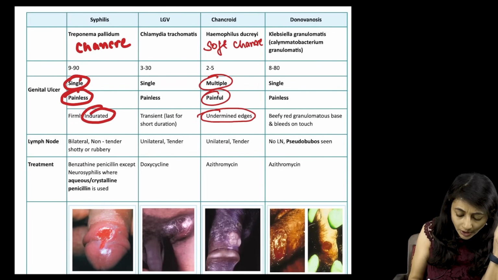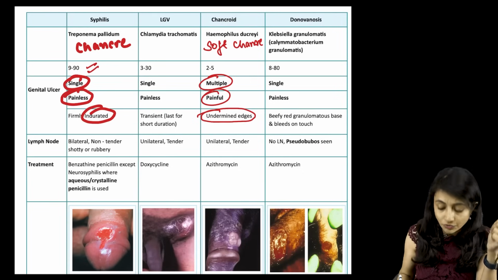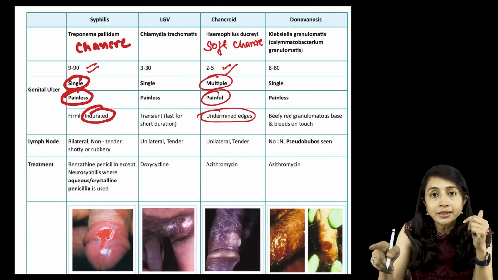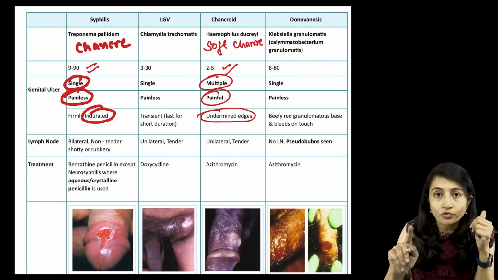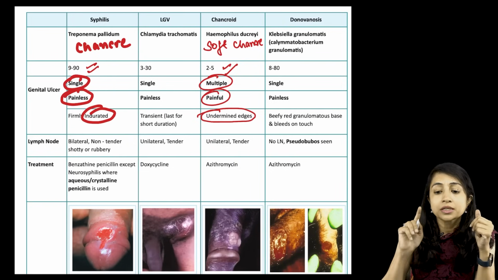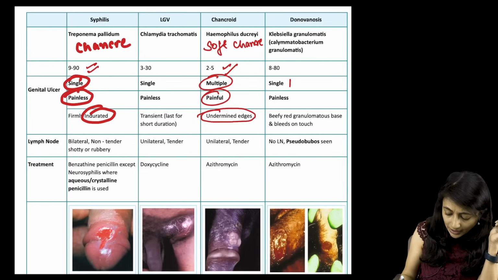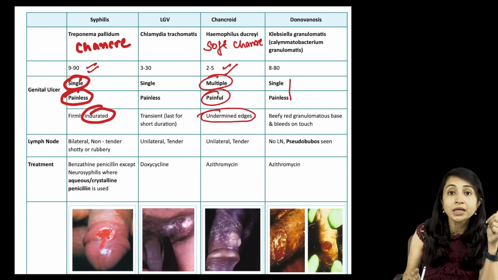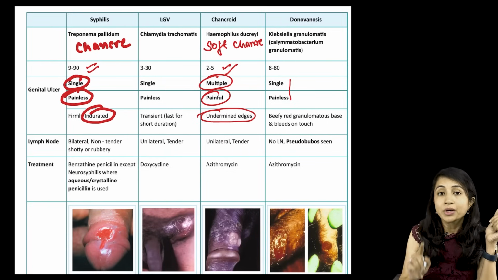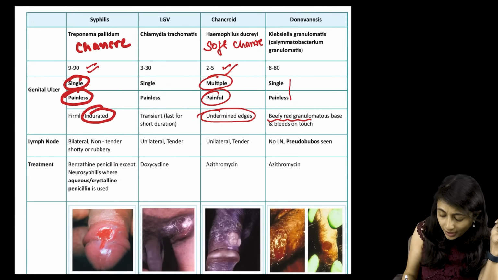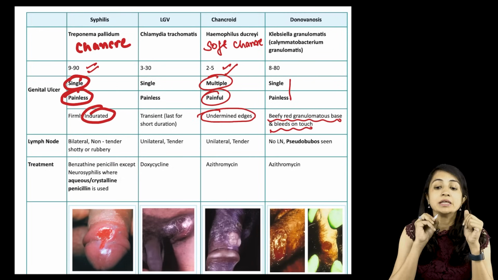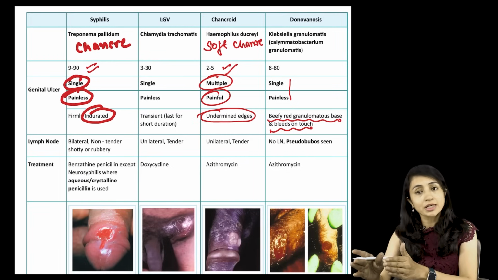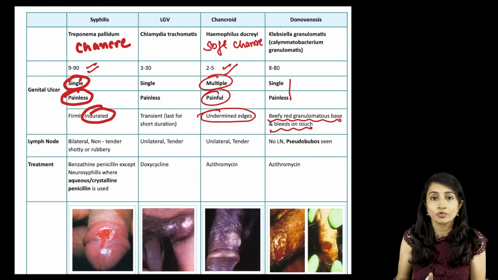Another important thing, incubation period. 9 to 90 days for syphilis and 2 to 5 days for chancroid. Next, coming to donovanosis. Donovanosis is again a single painless ulcer like syphilis. However, here the base is not clean. The base is a beefy red granulomatous base which bleeds on touch. So, bleeds on touch, beefy granulomatous base with a single painless ulcer is donovanosis.